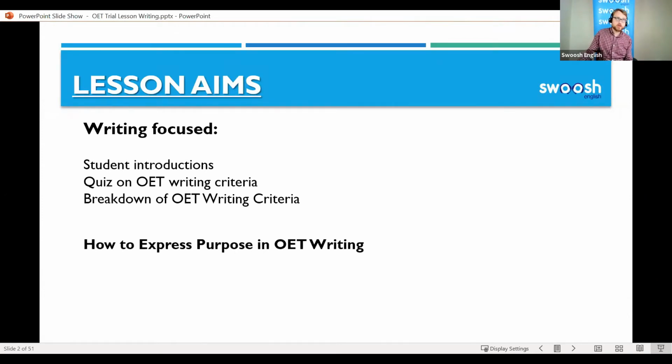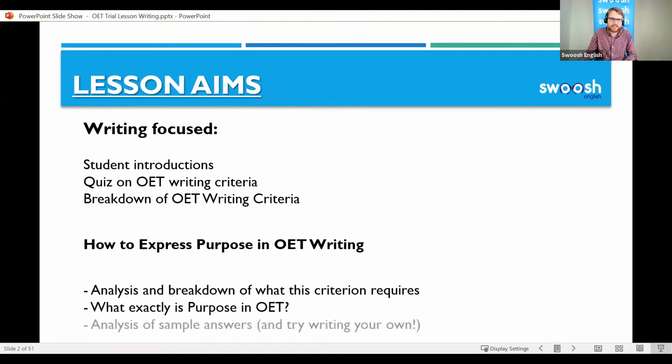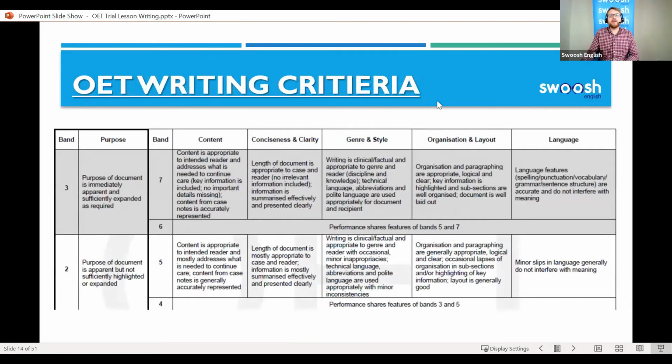Like we looked at an introduction for IELTS, we're looking at what an OET introduction is, by expressing purpose in OET writing. We're going to analyze what the criterion for purpose requires, what exactly purpose is in OET, and we're going to analyze some sample answers, and you can try writing your own as well. And then, of course, have another Q&A on OET at the very end and an evaluation about how this class went.